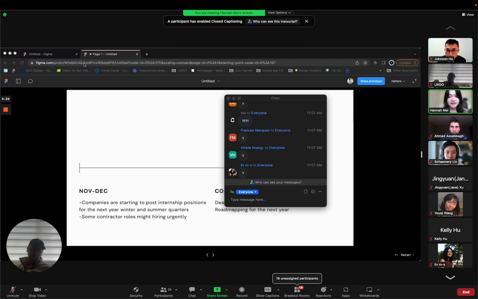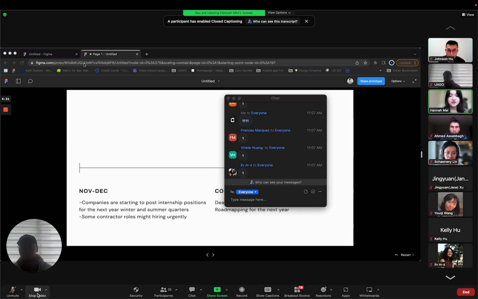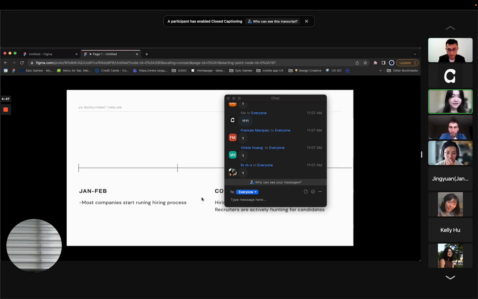Other than that, from the company side, they need to deal with budgeting, and they are doing road mapping for next year: what goal the company is trying to achieve for the next year, and what budget they have. Most of the companies are thinking about something like that.